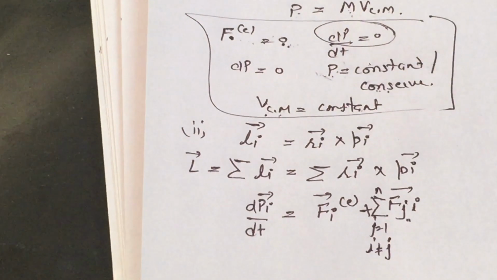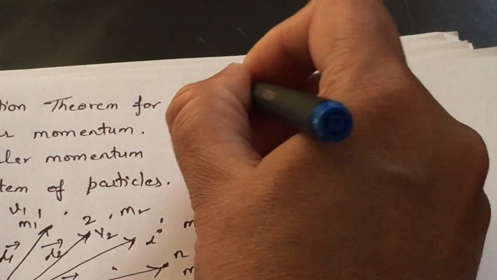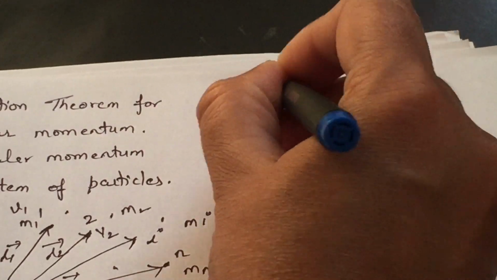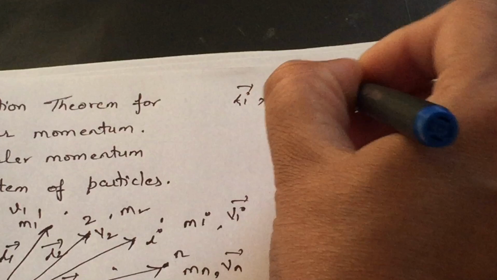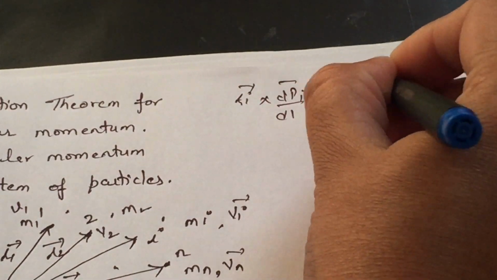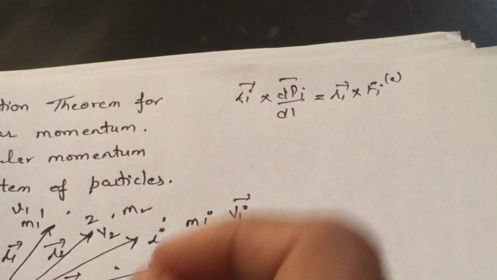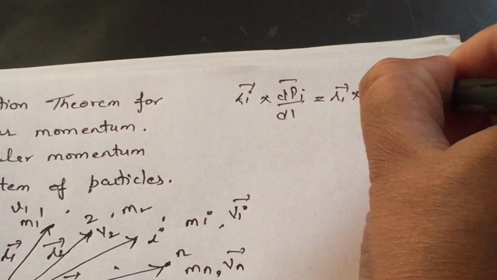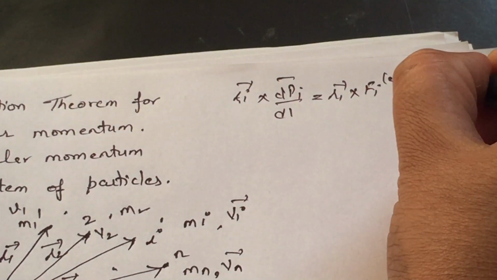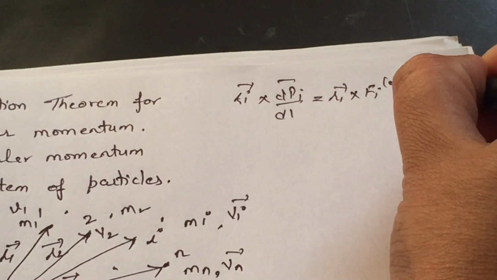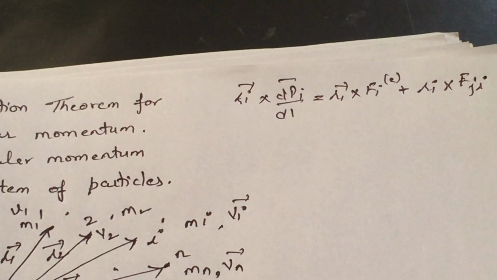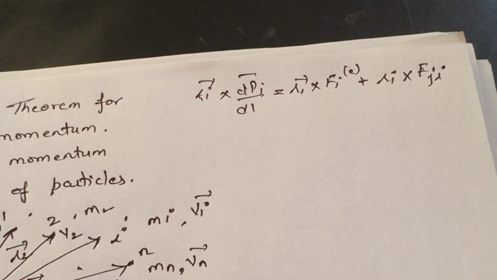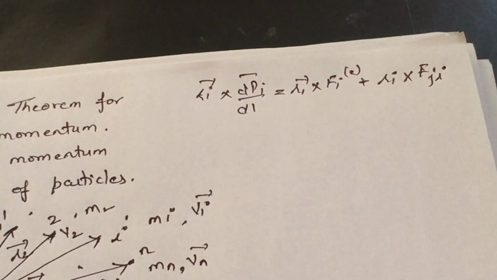We will have ri cross dpi upon dt is equal to ri cross Fi external, that is the external force representation, plus ri cross Fji, and now we are just expanding this expression for the whole system.